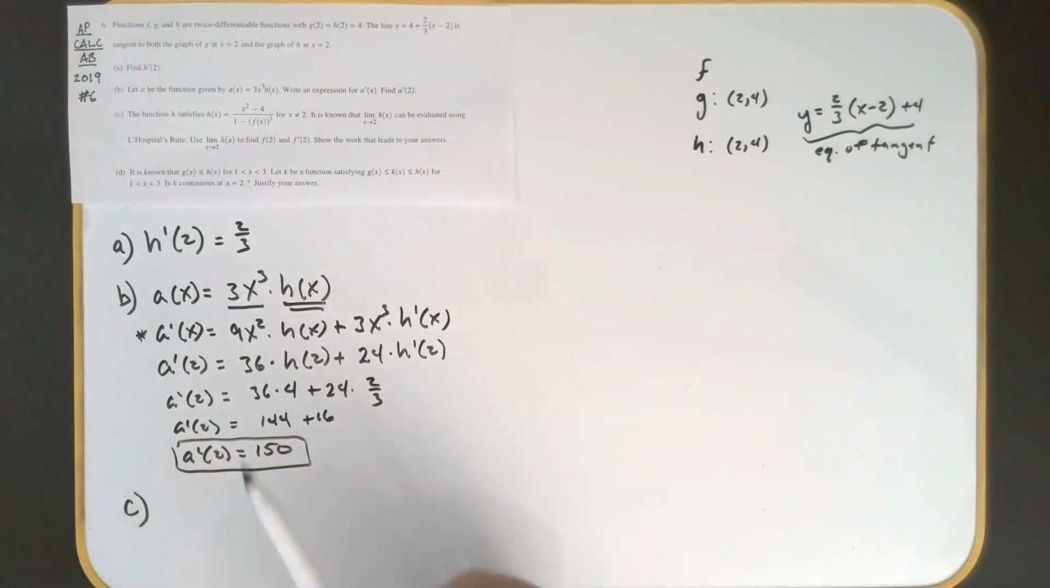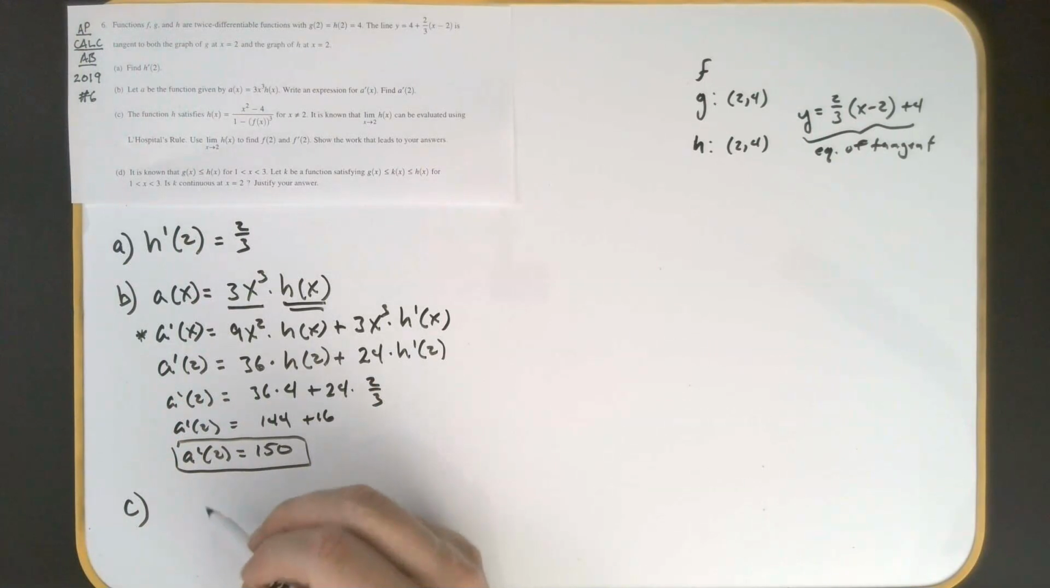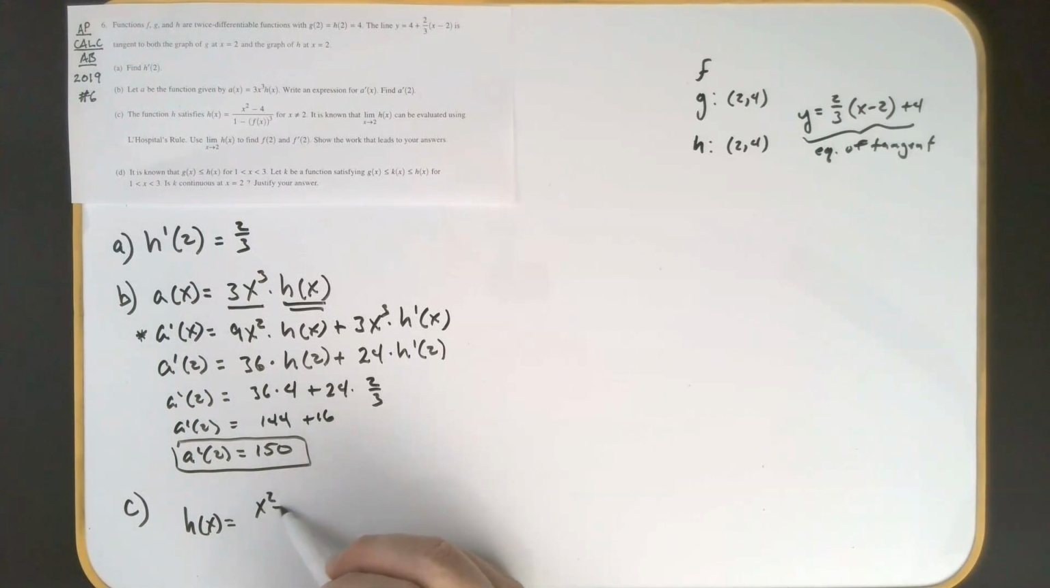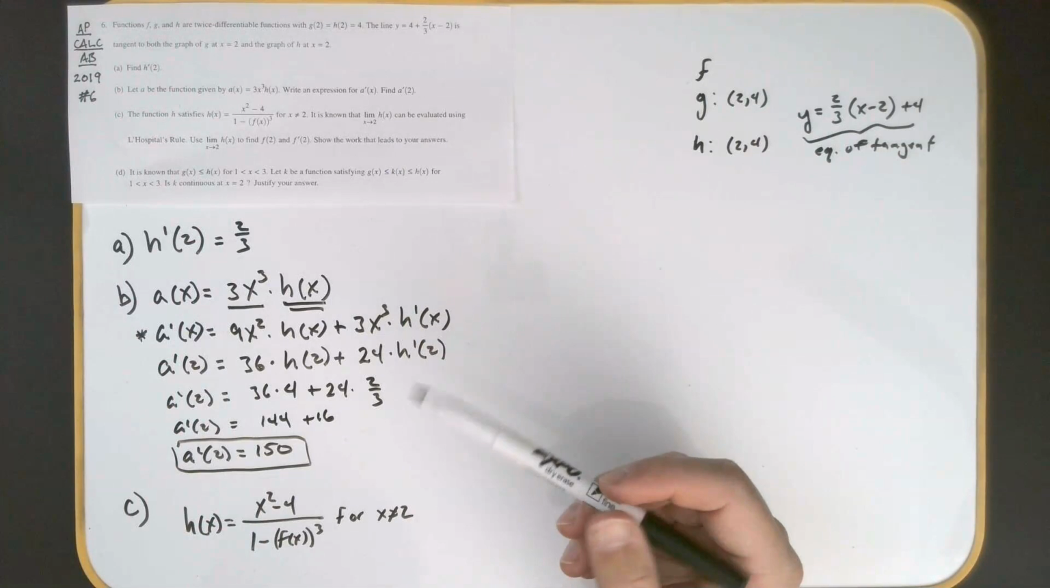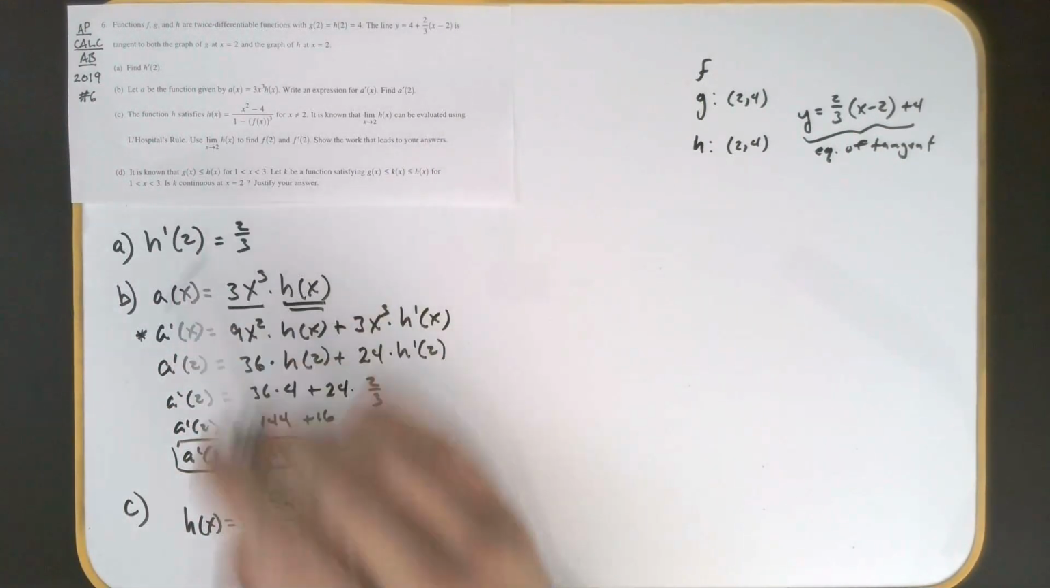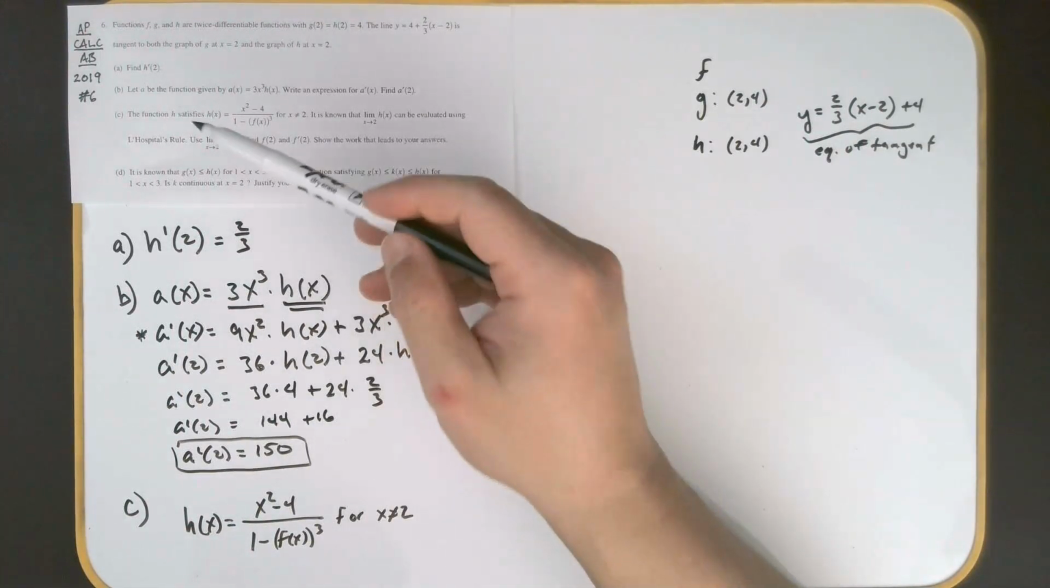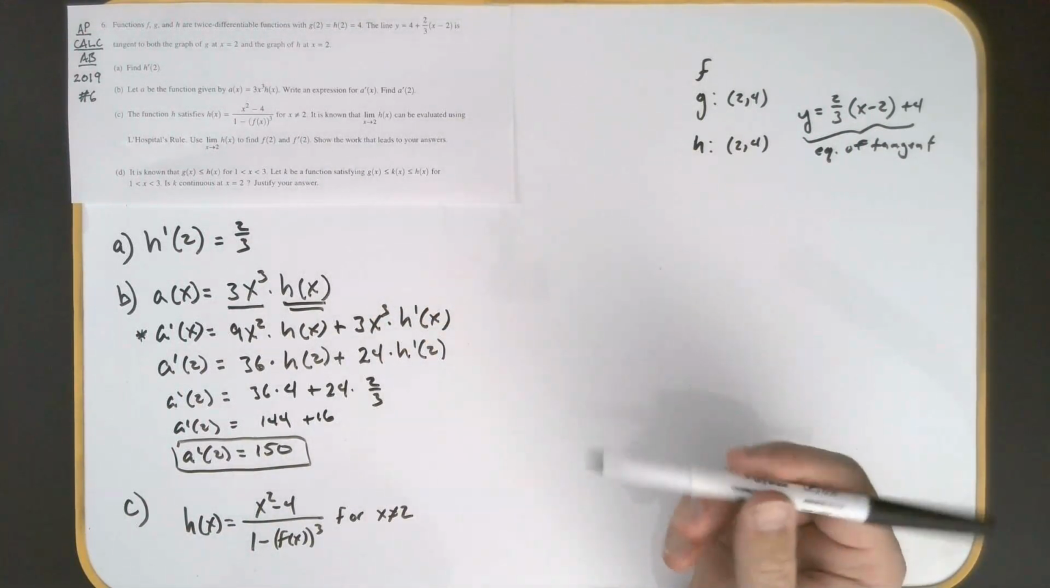So they now say that the function h satisfies this condition, and they say h of x is actually x squared minus 4 over 1 minus f of x cubed. And they say h satisfies this function for all values of x except x equaling 2. It is also known that the limit as x approaches 2 of h of x can be evaluated using L'Hopital's rule. Interesting. Now it says use the limit to find f of 2 and f prime of 2.